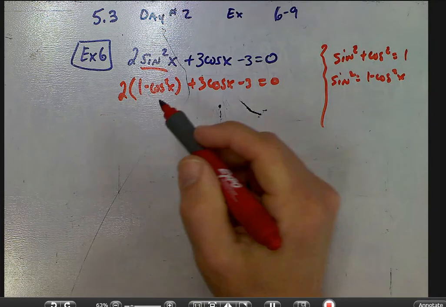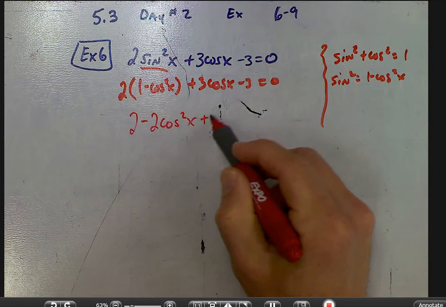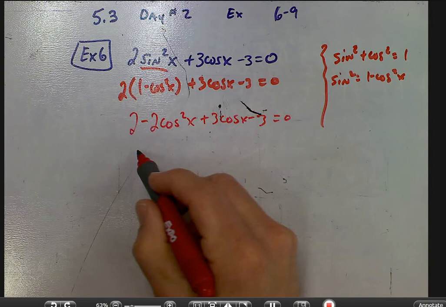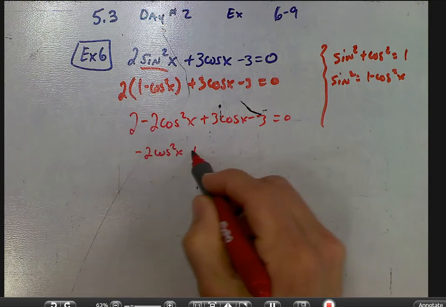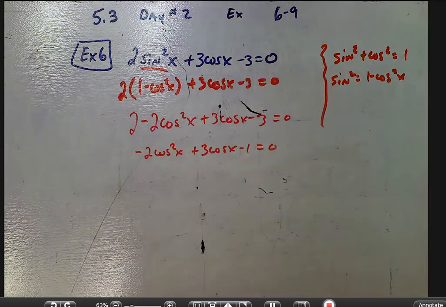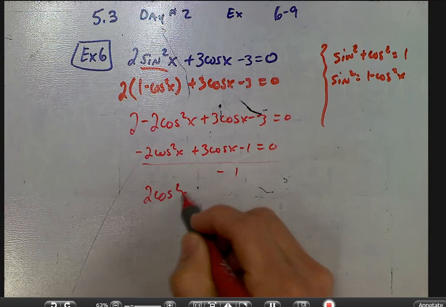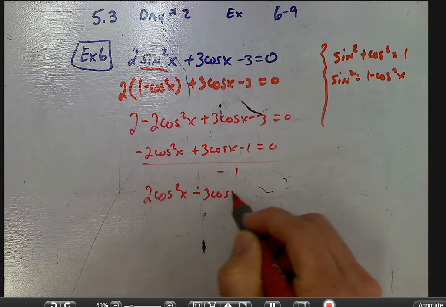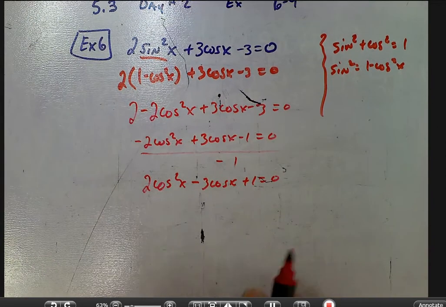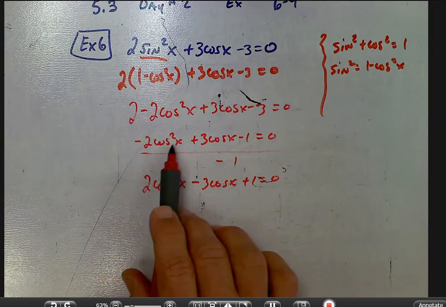Distributive property: 2 minus 2 cosine squared x, plus 3 cosine x minus 3 equals 0. Collect like terms: negative 2 cosine squared x plus 3 cosine x, and 2 minus 3 is negative 1. And then I would divide the whole equation by negative 1, so I'd have 2 cosine squared x minus 3 cosine of x plus 1 equals 0. And I did this just so the cosine squared has a positive coefficient.